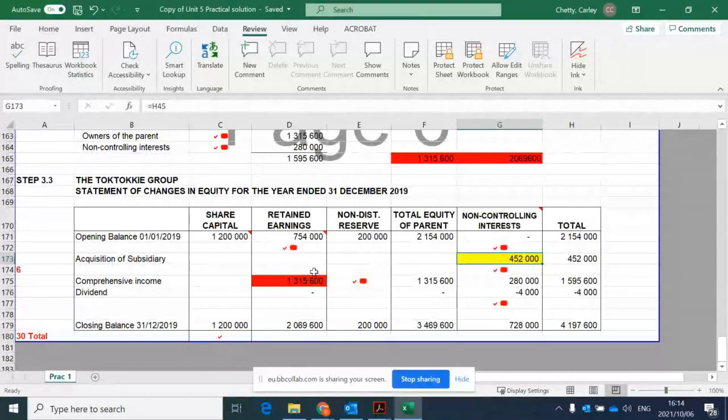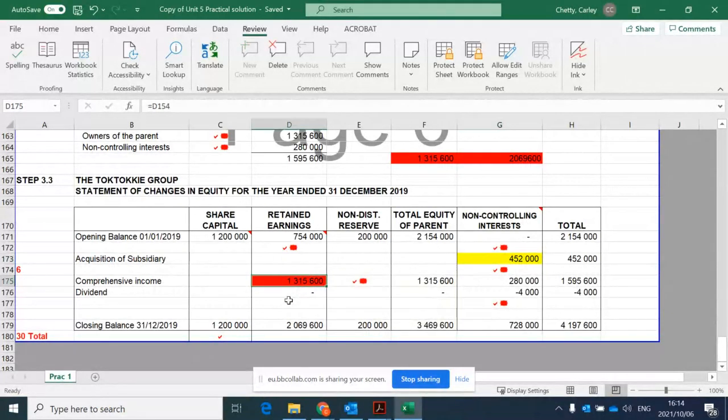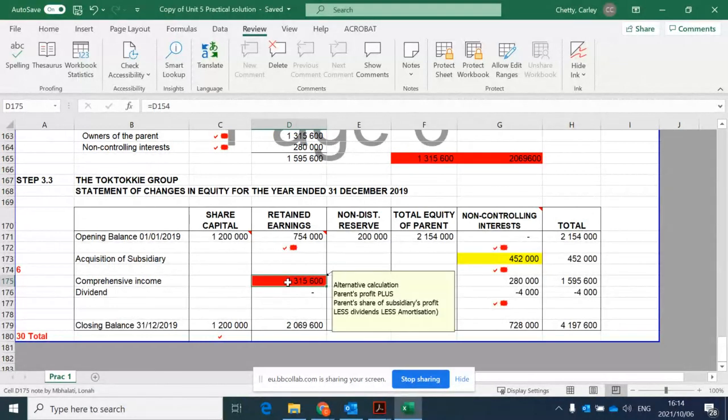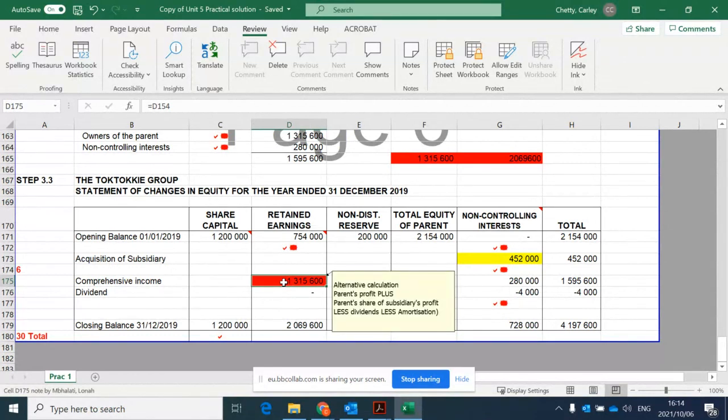So now we have looked at the acquisition of the subsidiary. Now another item that is going to have an impact on the retained earnings column is the current comprehensive income, or in other words, current profit. So this comprehensive income, the 1,315,000, this comes from the statement of total comprehensive income.